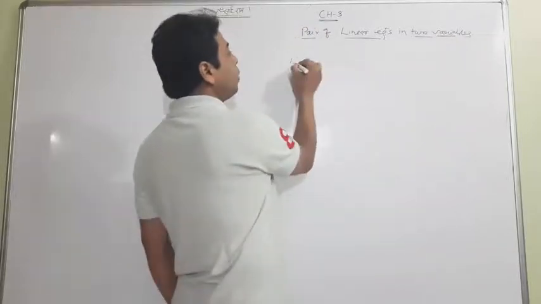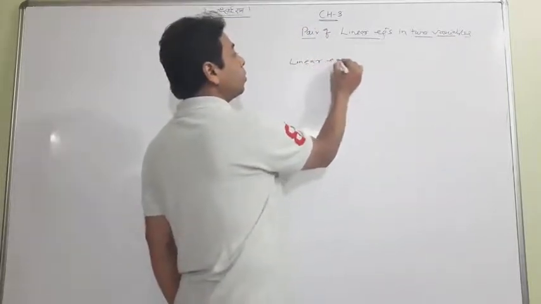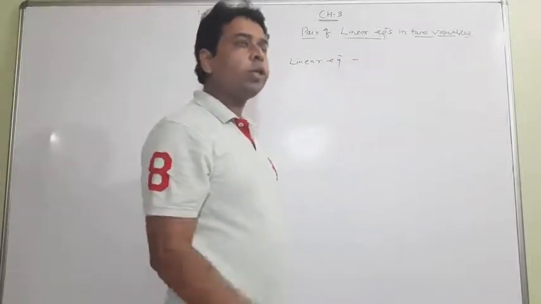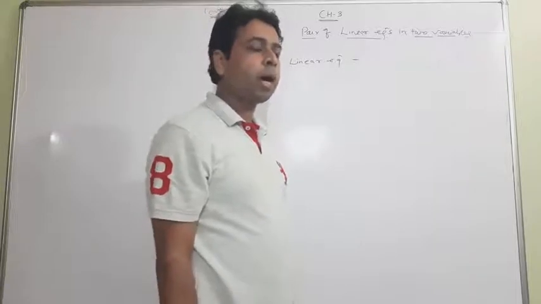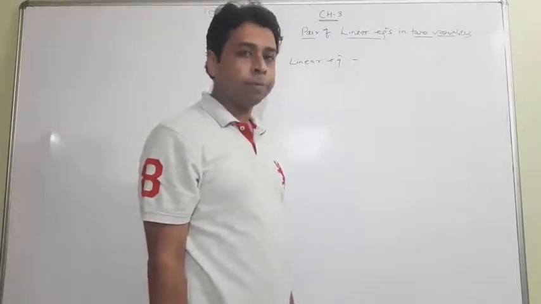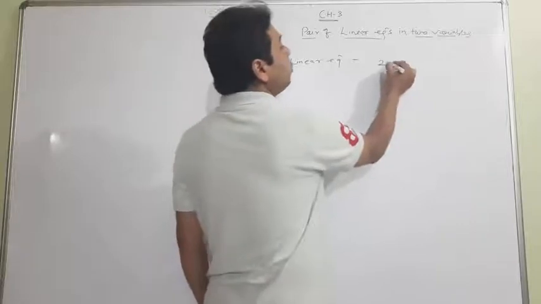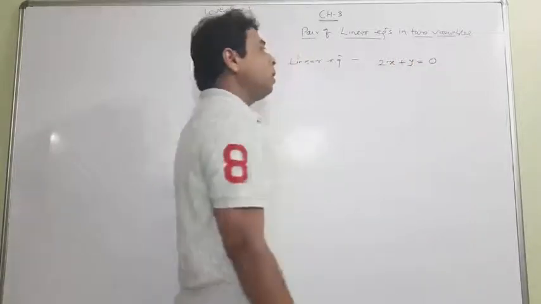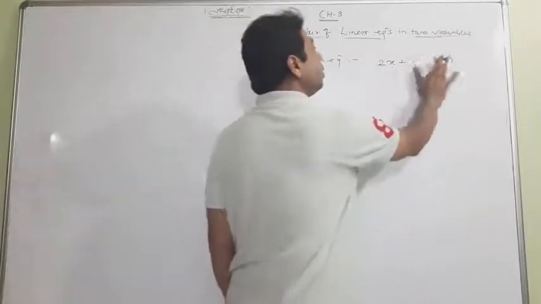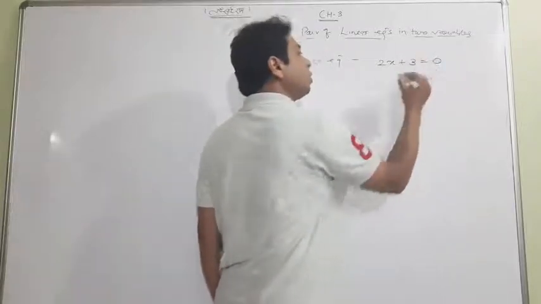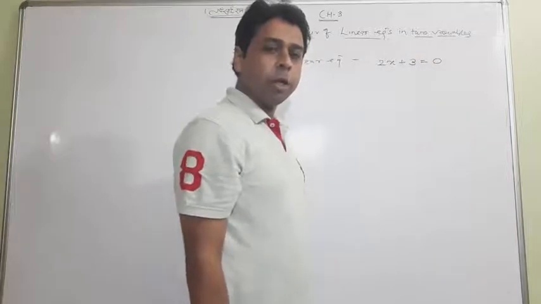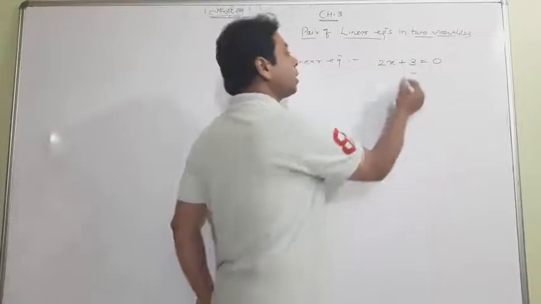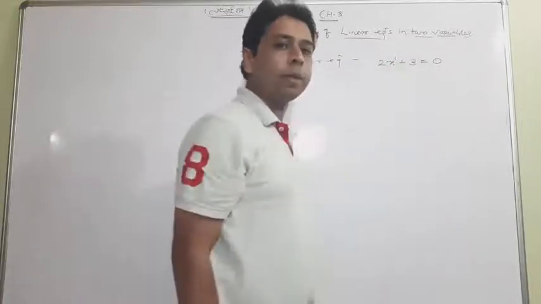First of all, I would explain what a linear equation is. In previous classes, you have learned that a linear equation is an equation in which the highest power of the variable is 1. When I write 2x plus 3 is equal to 0, it is a linear equation in one variable. Why? Because it has one variable. And why is it linear? Because the highest power of x is 1.